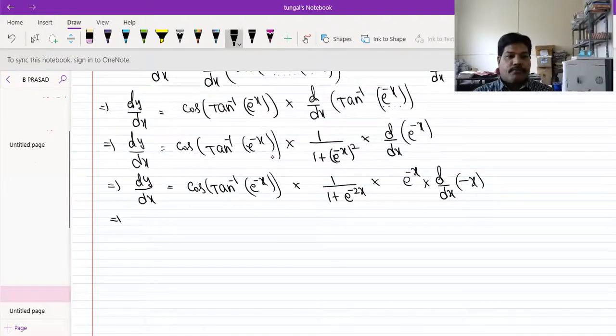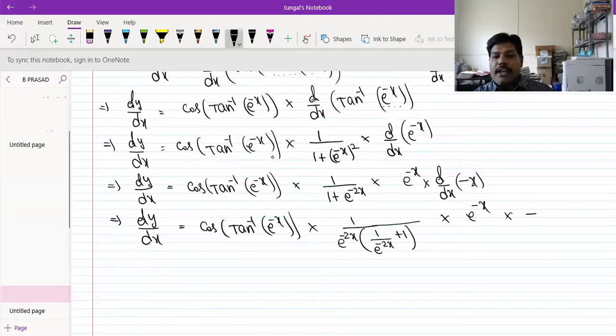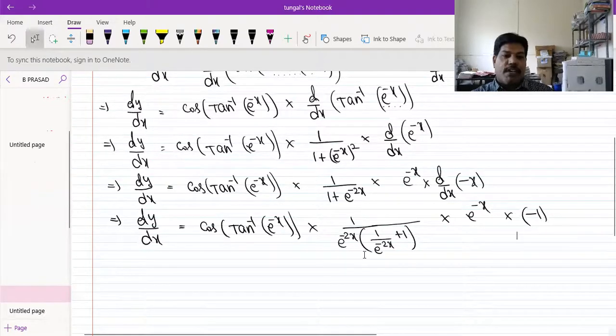So dy by dx is equal to cos of tan inverse of e power minus x into 1 by, if we take e power minus 2x common, it becomes 1 by e power minus 2x plus 1, into e power minus x into the derivative of minus x, which is minus 1. So what happens here? dy by dx.